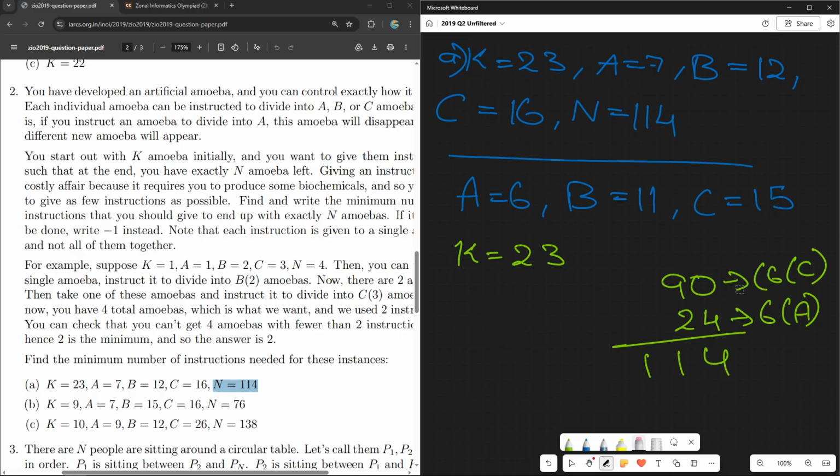Or we can do 99. 114 minus 99 will be 15, right? Maybe this might be 1, this will be 9, and this will be 1, which is 10. Yeah, which is less than 12. So we can use this.